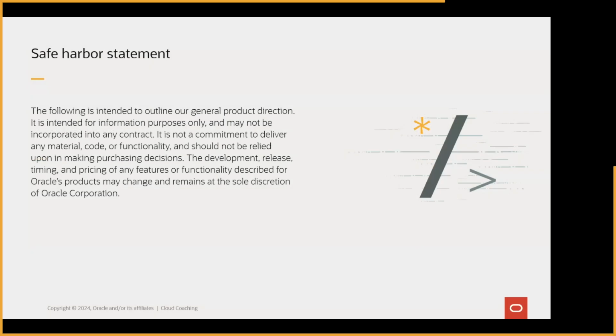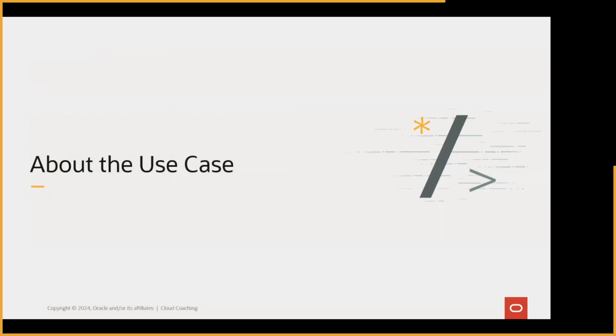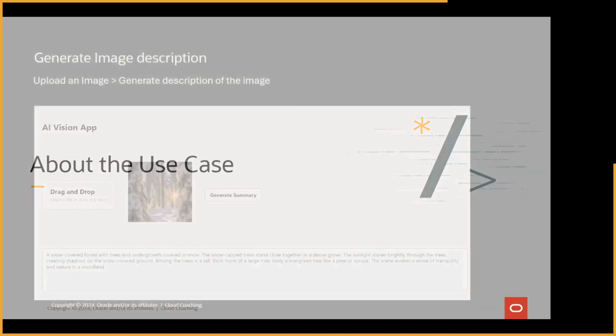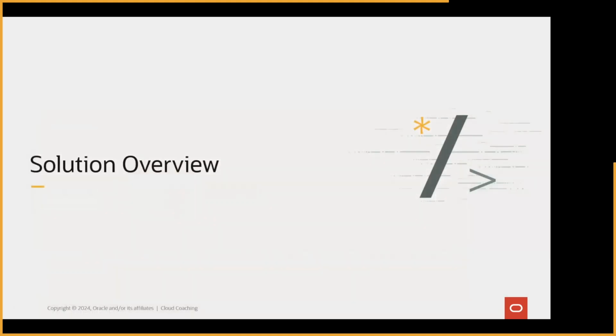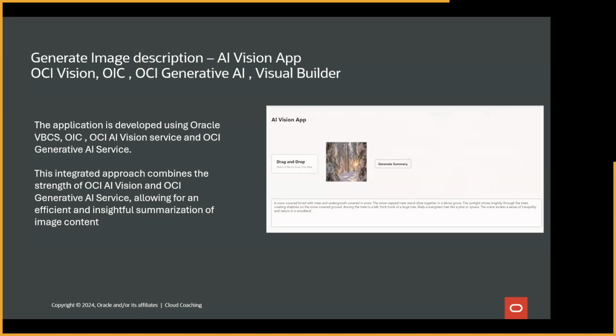Let me talk about the use case. As I mentioned, this use case is about describing an image. If you get an image, you upload it into an application and it will generate the details of that image. So the solution overview: we have used AI Vision Service, Oracle Integration Cloud, and Generative AI, and the application is developed using the Visual Builder Cloud Service.